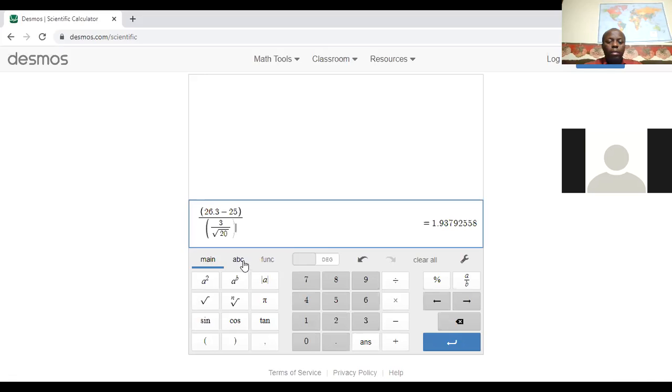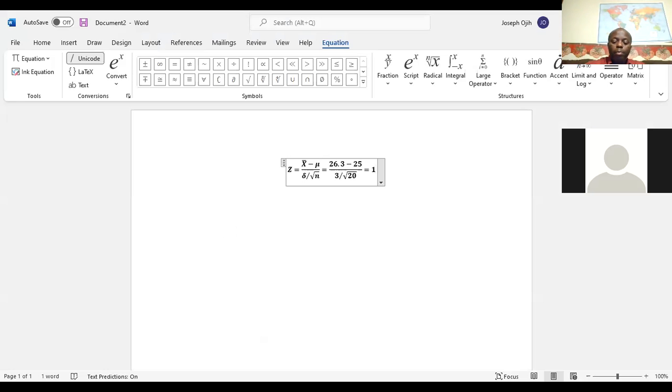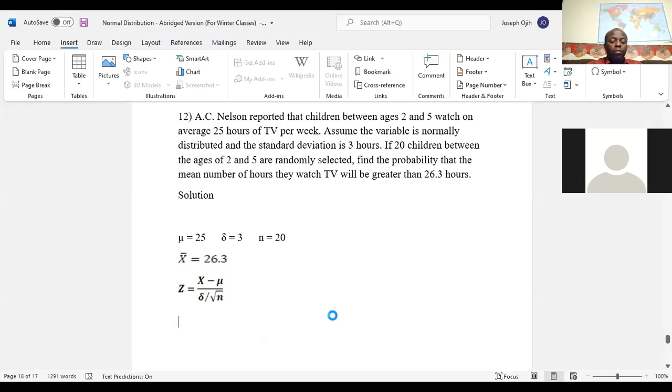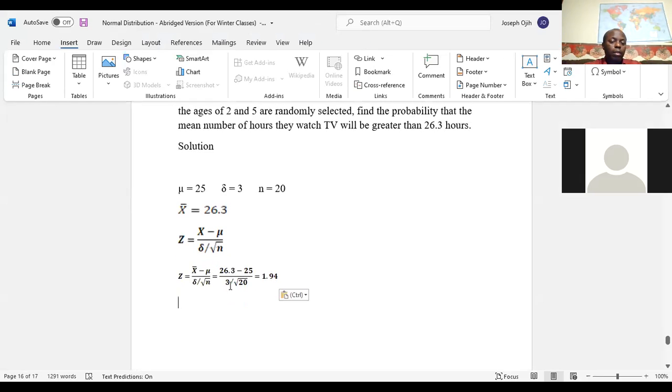Okay, close this. It gives us 1.94 rounded, 1.94. Go back to where we are. We copy and paste 1.94 into the main workbook so that we can answer the probability question they asked there. You can see that this is better than what we had before. Much better and more understandable.